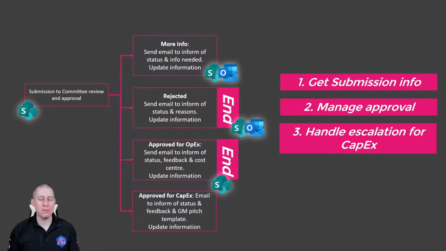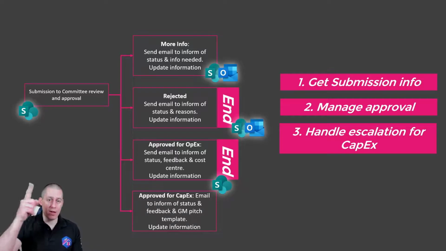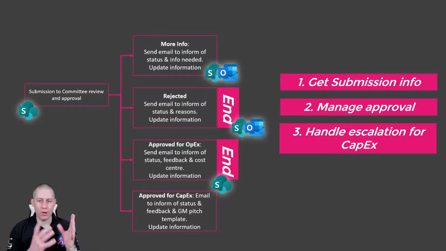So I can then maybe set some different statuses, maybe send some different notifications based on it going through the CapEx route. But no matter how I come to this, whether I come to it through the form route and it's going straight for approval, or whether I'm going round because I've been asked to provide more info, I can come around this, and I can go through these stages every single time.